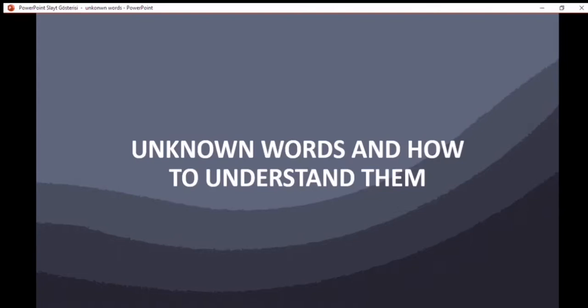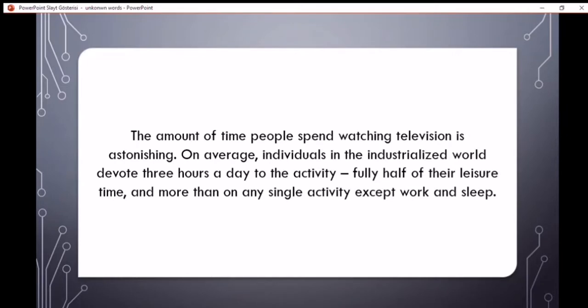Let's see. First, don't panic. Take a look and try to understand the general idea. Let's read together. The amount of time people spend watching TV is astonishing. On average, individuals in the industrialized world devote 3 hours a day to the activity, fully half of their leisure time, and more than on any single activity except work and sleep.